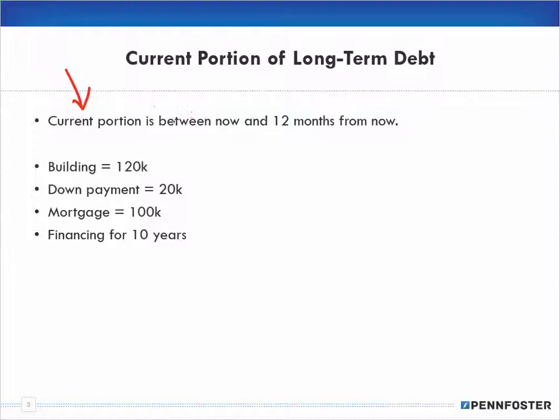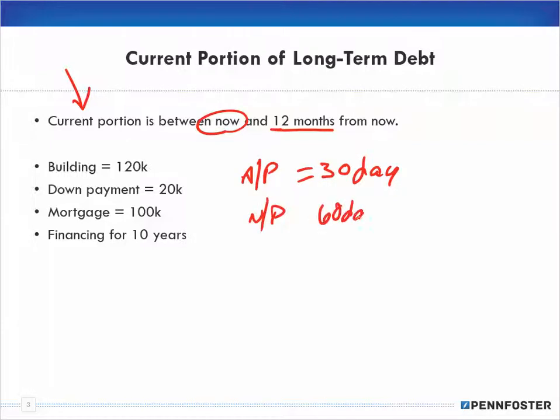The current portion, and this also applies to your assets, is considered between now and 12 months from now. So if I have accounts payable, that's 30 days, which is within 12 months. If I have a notes payable that's 60 days, or 3 months, or 6 months, that is considered a current portion because it's within 12 months.